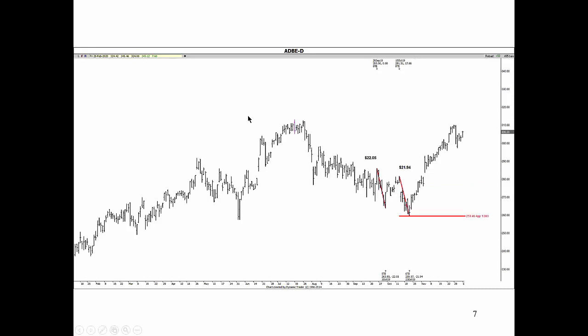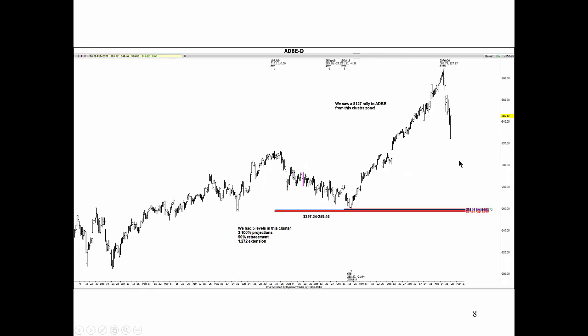And then one more price relationship. We had a 100% projection of a prior decline of $22.05 and projected it from this lower high for possible support, and that came in at 259.46. So in this case, actual low was made at 259.57, and this is what it ended up looking like.